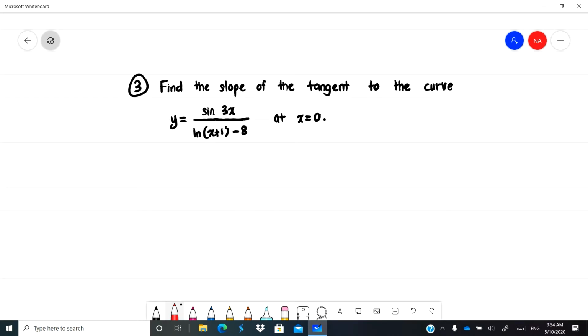In this next case, read the question carefully. Find the slope of the tangent. Do we have to find the equation? No, we don't have to find y equals mx plus c. Instead you just have to find the slope. The slope is m, and to find m is dy over dx. At which point? In this case, at x equal to 0. So we'll substitute the value of x equal to 0.